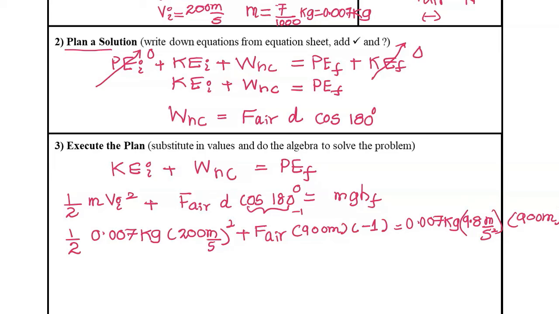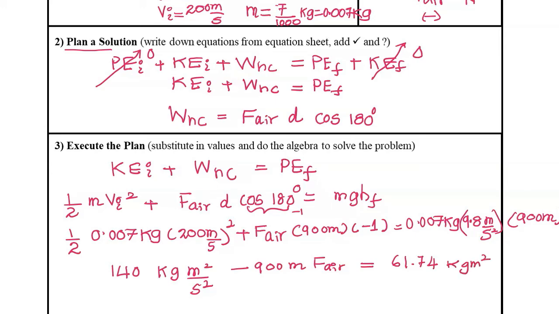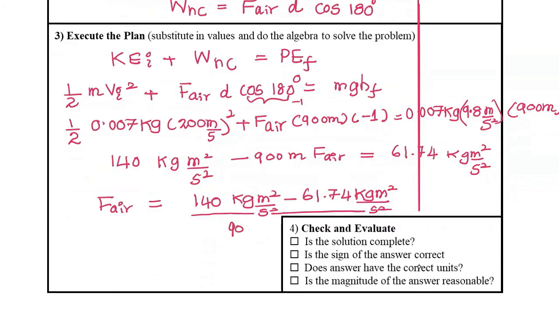Just wanted to make a note here. You can choose either the initial state or the final state as your h equal to 0 level. In general, we choose the lowest level of the two as the h equal to 0 level. So 140 kilogram meters squared per second squared minus 900 meters times the force of air resistance is equal to 61.74 kilogram meters squared per second squared.